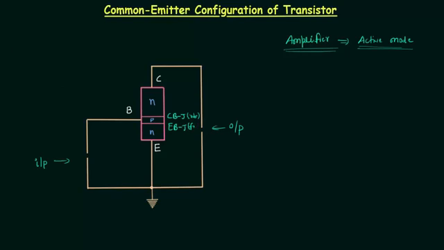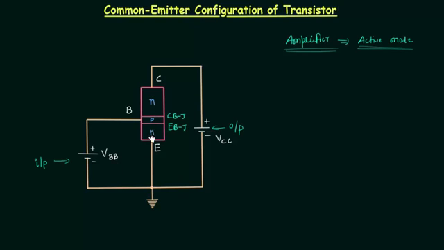In order to reverse bias the collector base junction, I will use the reverse biasing potential VCC. This is N type of material, so I will connect positive terminal to the N type material and negative terminal to the P type material, plus minus, and this reverse biasing potential is VCC. We have to forward bias the emitter base junction, so P type material is connected to the positive terminal and N type material is connected to the negative terminal, plus minus, and the forward biasing potential is VBB.